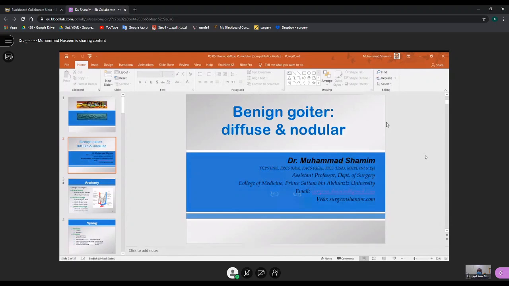So today we are discussing benign thyroid disorders that present with enlargement of the thyroid, which we call goiter. So we are discussing today both diffuse as well as nodular goiter.